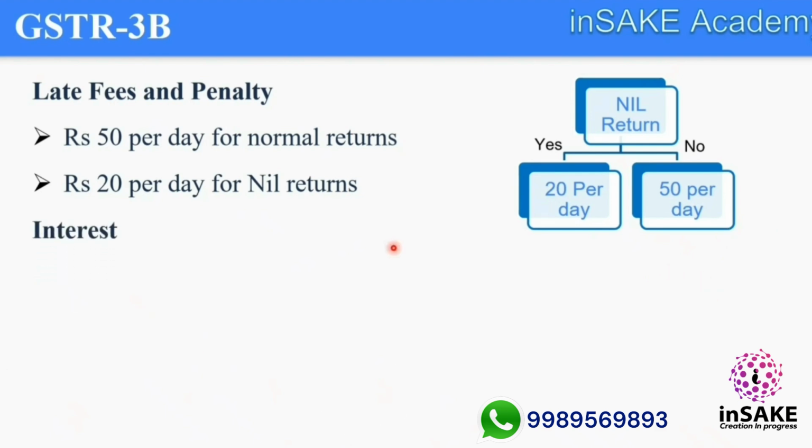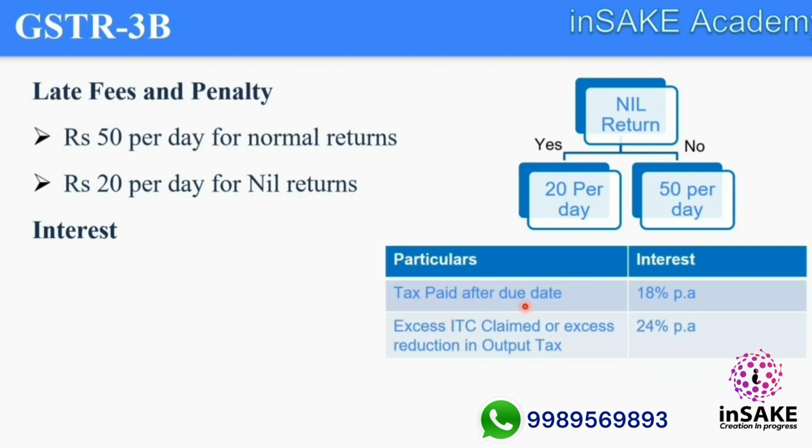Coming to the interest, there will be no interest levied on GSTR 1 because it's not related to any payment. It is a return where we disclose the outward supply of goods and services. But the GSTR 3B is related to a payment. Before filing the GSTR 3B, we should pay the amount, so interest will be levied. On tax paid after the due date, 18% per annum will be charged. If the 20th is the due date and we pay on the 22nd, interest for those 2 days will be charged at the rate of 18% per annum.